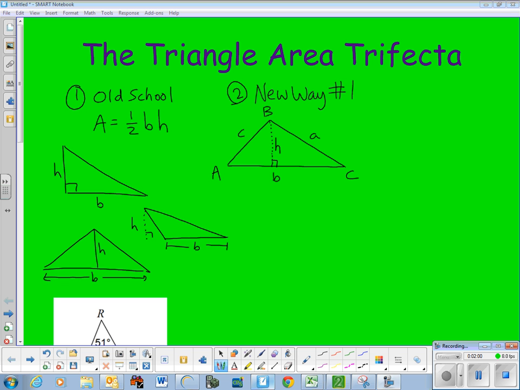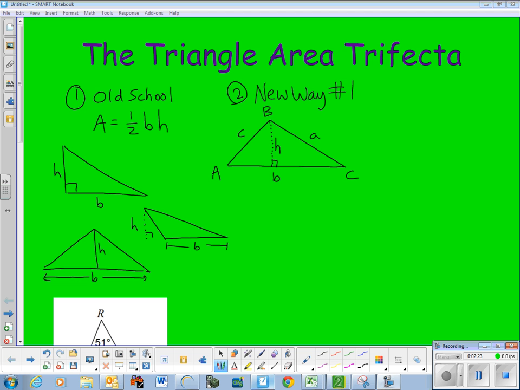Now, I don't have that. I'm not telling you the problem is going to give you what h is, but this formula is going to be based on it. All right, so if you go back to the old school, 1/2 base times height, let's see what we have. So now that you've incorporated trig into your life, what is an expression for h?